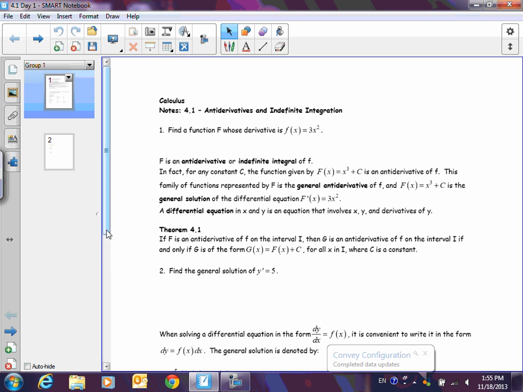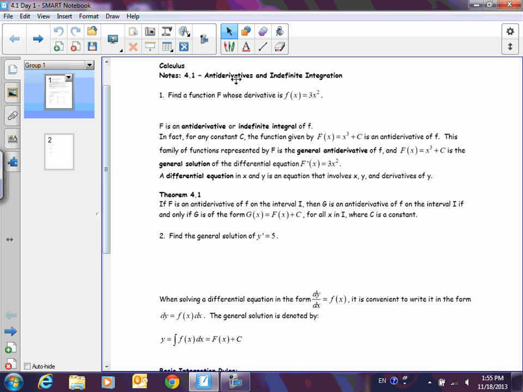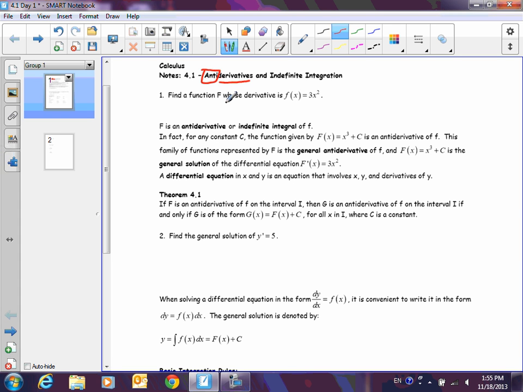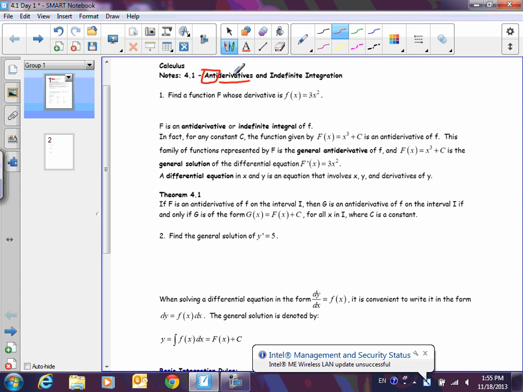So when we see this word antiderivatives, that prefix tells us what we're doing. We're just going backwards on derivatives. We've already talked about this in terms of the graph, where I gave you the graph of the derivative and you had to go backwards, and that was difficult. Today we're going to talk more about what this looks like algebraically.